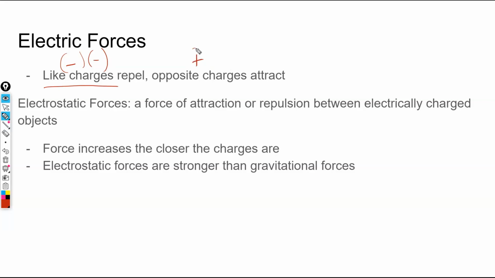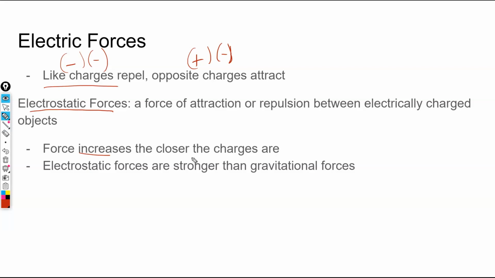And then opposite, you only have a positive with a negative, they will attract, right? Like magnets, it's the same sort of force that you see in magnets. And we can also talk about the electrostatic forces, which is basically the force of attraction or repulsion between electrically charged objects. So let's say if an object was actually charged, and I'm looking at the force between two different objects. And how we can actually look at this is this electrostatic force increases the closer charges are, right? Which kind of makes sense, right?